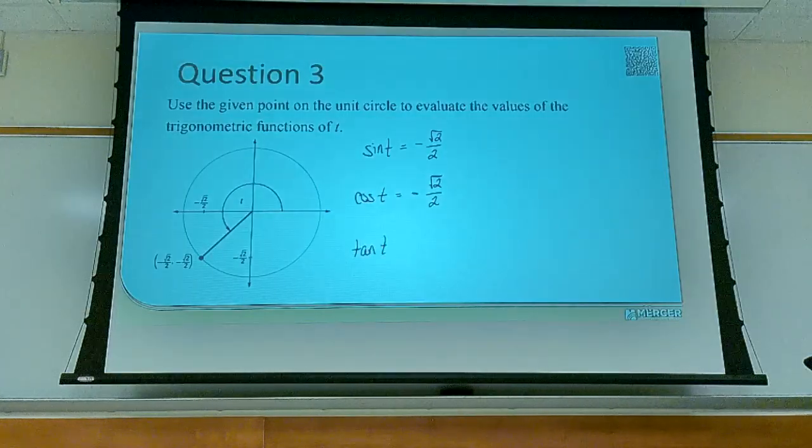Tangent is sine over cosine. So they're equal, it'd be 1. Secant is 1 over cosine. Reciprocal of cosine.